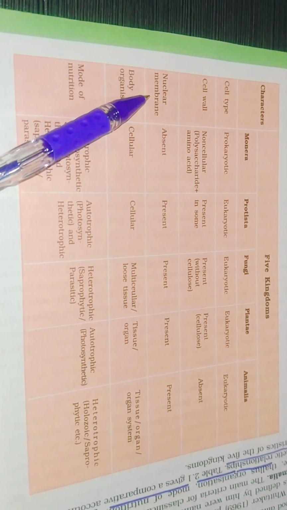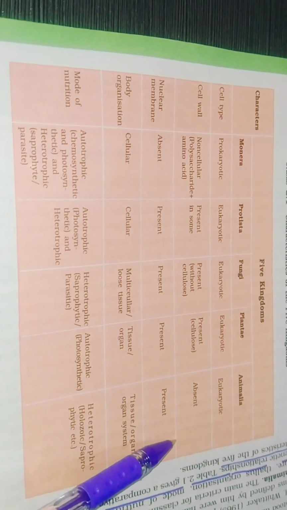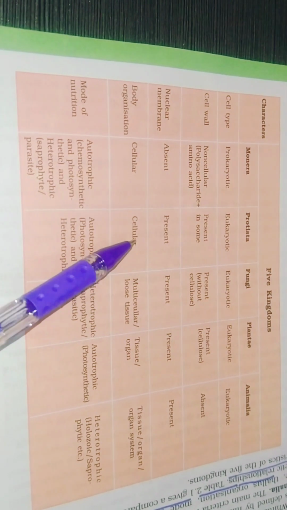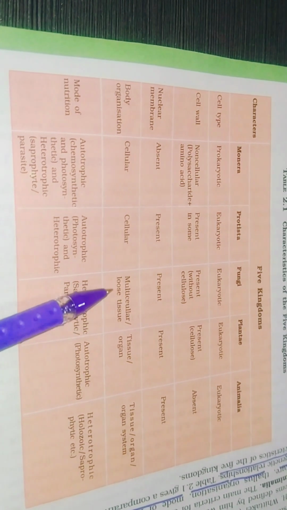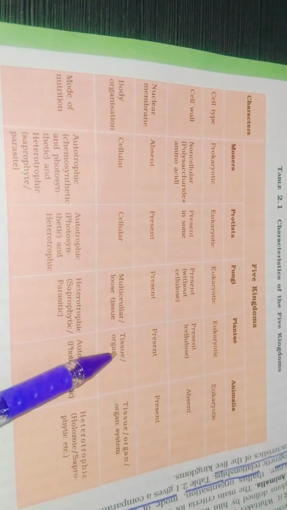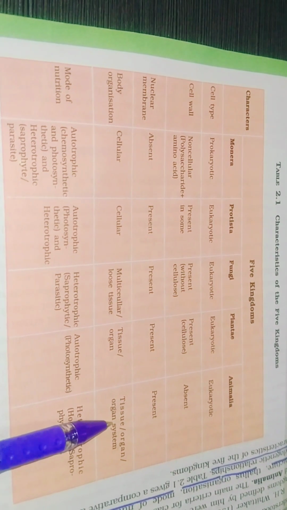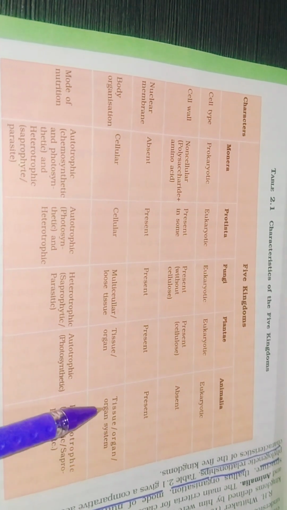The next character is nuclear membrane, which is absent in the case of Monera and present in all the other 4 kingdoms. Nuclear membrane is the membrane that surrounds the nucleus. Next is body organization. What kind of body organization is there? In Monera they are all cellular, Protista they are all cellular, and next are fungi, they are multicellular and having loose tissue. Fourth is Plantae, having tissue and organ systems, and the last kingdom Animalia has individuals or organisms having tissue, organ or organ system level of body organization.